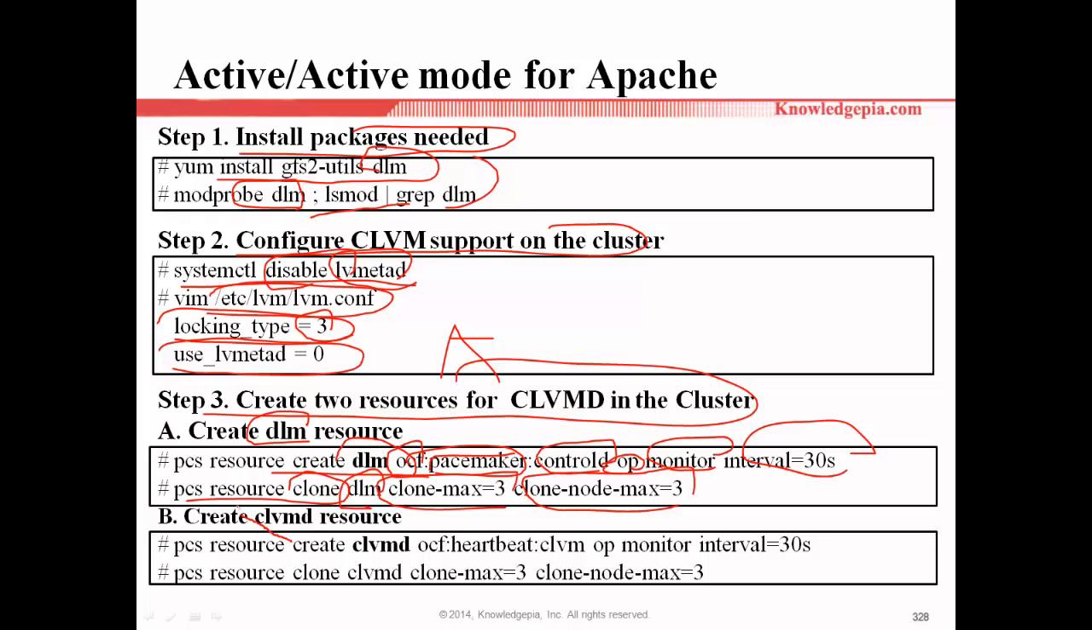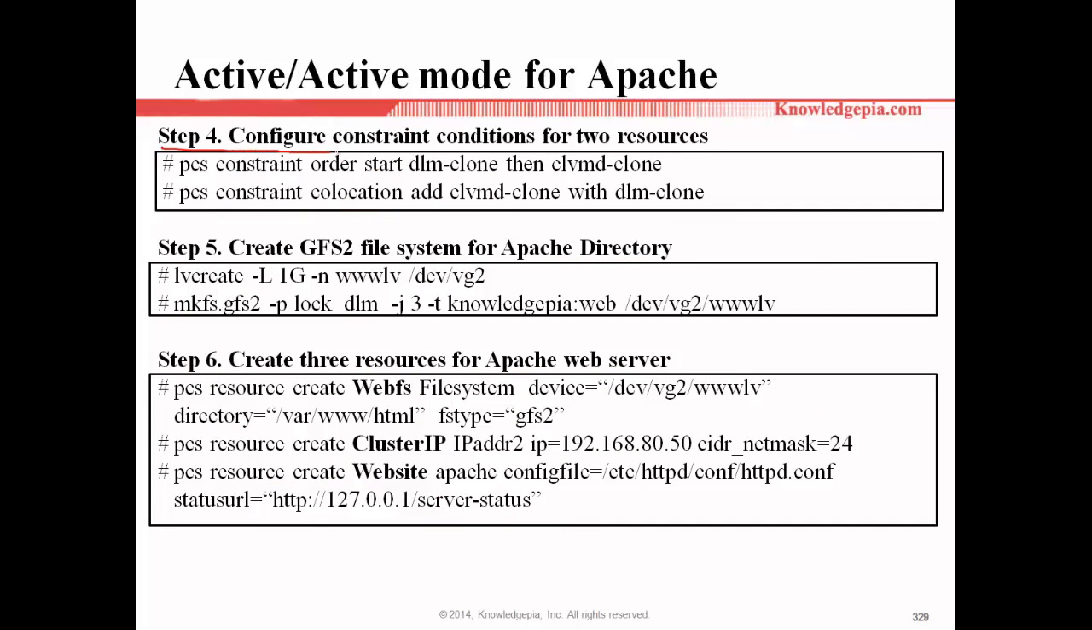And the second, the CLVMD resource: create CLVMD with OCF the same, but heartbeat is the provider, which is different, and CLVM is the type name, and operation monitoring every 30 seconds is the same. Also, we need to copy this resource to the other cluster nodes. So here, clone the CLVMD resource name, with max number 3 and node max 3 also. Okay, step 4, configure the constraint conditions for the two resources. First one, constraint the order.